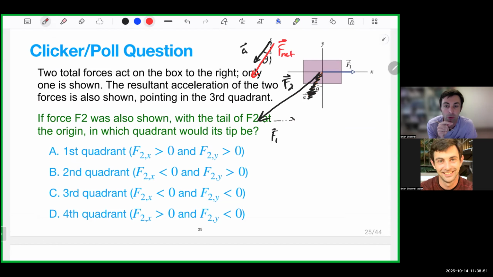So F2 needs to point down and left, or it needs to have negative x and negative y components, so that when you add F1 to it, a vector pointing to the right, you still have something pointing down and to the left for F net. So this needs to be F2. It needs to point at an even bigger angle than F net.